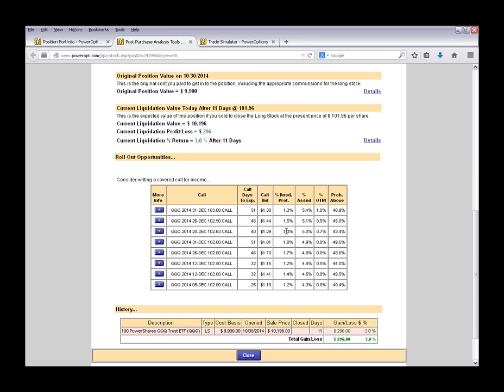So you always have a perfect view of where you stand right now in your position and which rollout opportunity would best suit your goals for either maximizing your upside return or potentially protecting and minimizing the risk to the downside below.